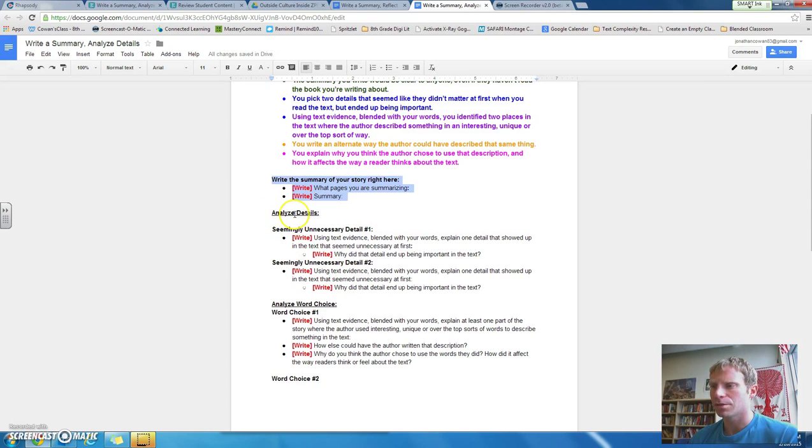When you analyze details, analyzing those details is going to start like this. What you're going to do is go back and think about the text and think about a place in the text where there was a detail that at first seemed like it was unnecessary. It seemed like there would be no purpose to mention a detail like they mentioned. And then think about how that detail became important over the course of the text. Now, not every detail that seems unnecessary actually ends up being necessary. Some of them are just unnecessary details.